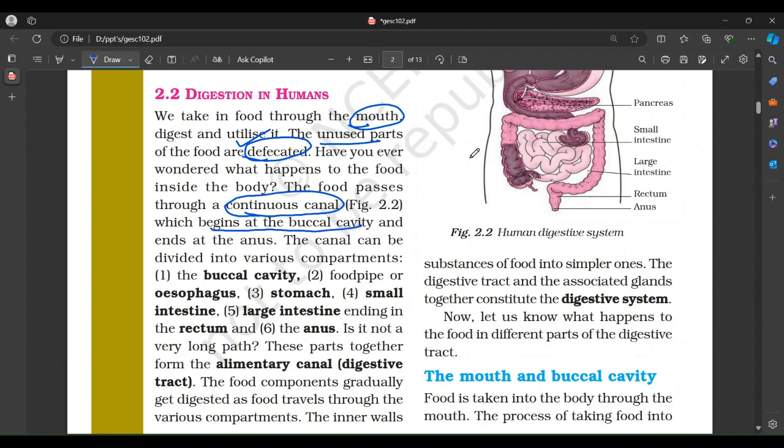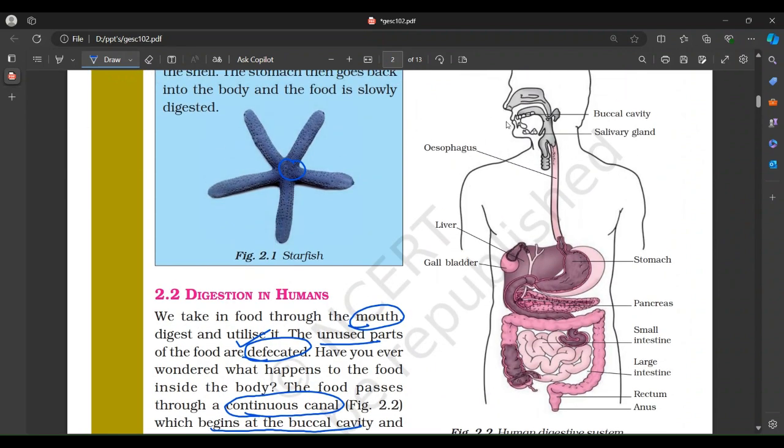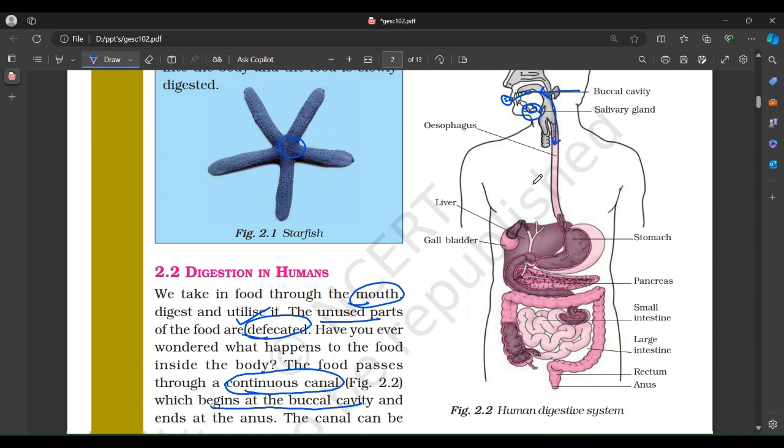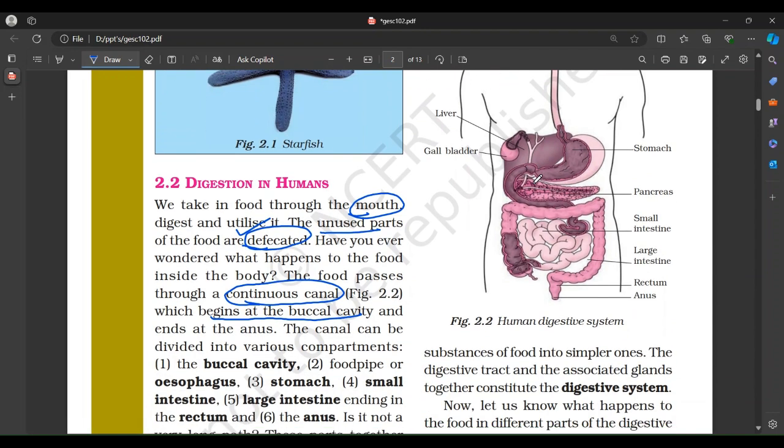Suppose you are eating something here, and it will pass to the buccal cavity. This is your buccal cavity. Then you can see the salivary glands are located here. Then the food goes down, down, down. Let's understand the organs one by one.